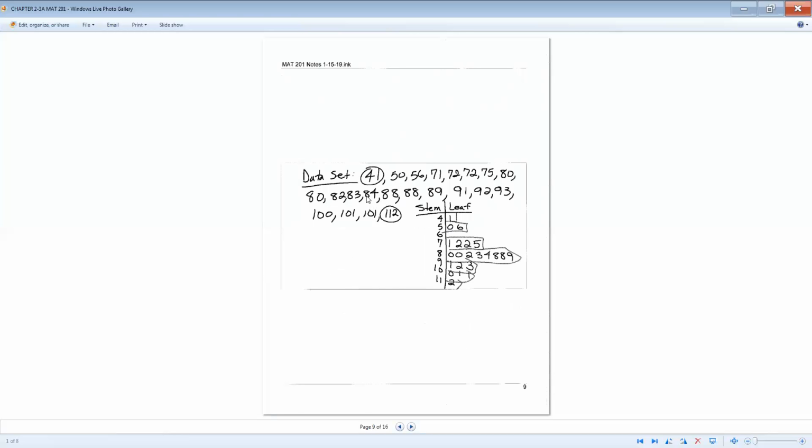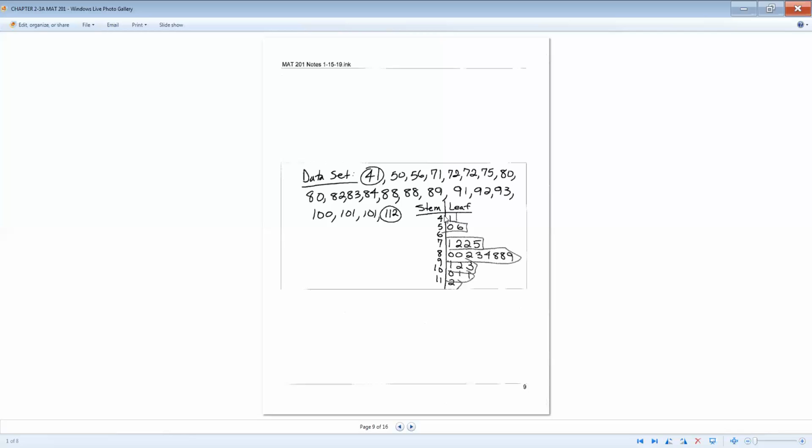So if I have this data set right here, the first thing I'll recognize is what is my lowest value and what is my highest value. That will tell me how far I will go as far as my data set is concerned. So I'm going from the 40s to the 110s, and I've got 4, 5, 6, 7, 8, 9, 10, 11. All of those represent the tens values, and then my ones would be to the right.